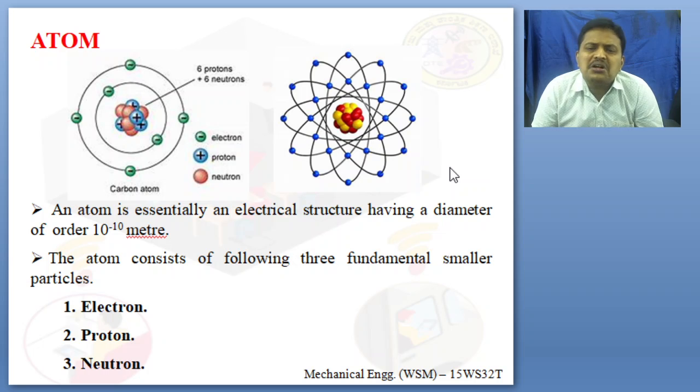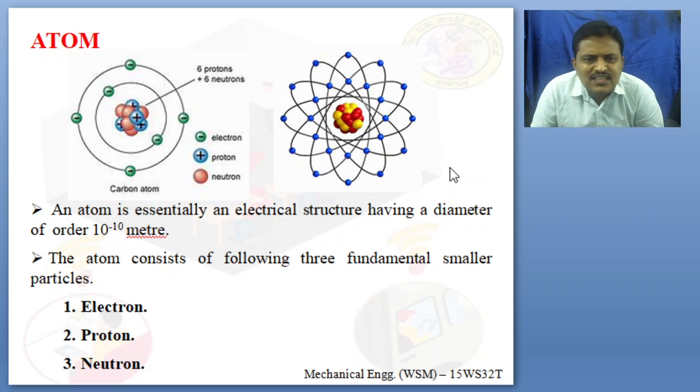An atom is an electrical structure. Why an electrical structure? Because when you heat the atom, it will liberate different kinds of particles. What are those particles? An atom consists of the following 3 fundamental smaller particles: electrons, protons and neutrons.